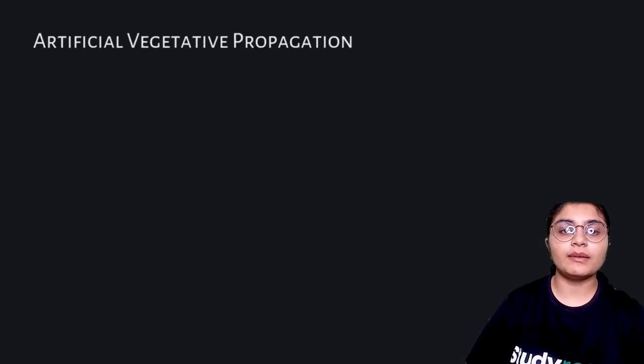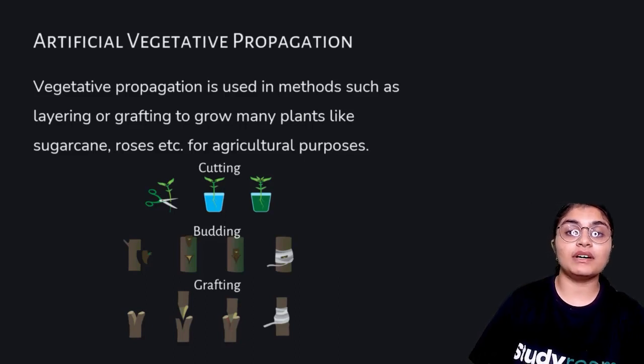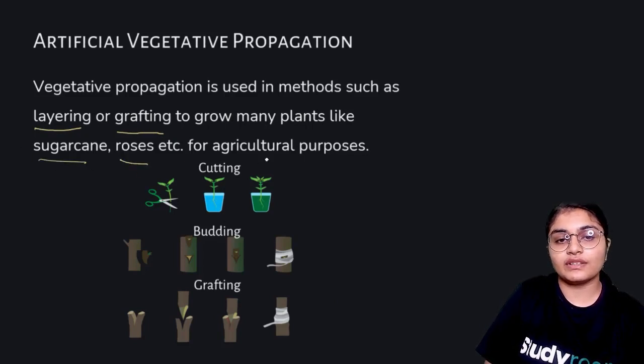Now we will be talking about artificial vegetative propagation. In artificial vegetative propagation, methods such as layering or grafting are used to grow many plants like sugarcane, roses, etc. for agricultural or commercial purposes. Okay, so these are the specified methods that are used for growing plants like sugarcane, roses, etc. for agricultural purposes. And you can see here how these things happen.